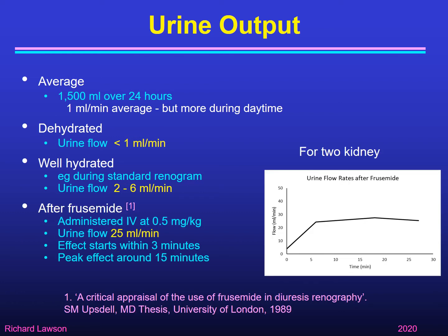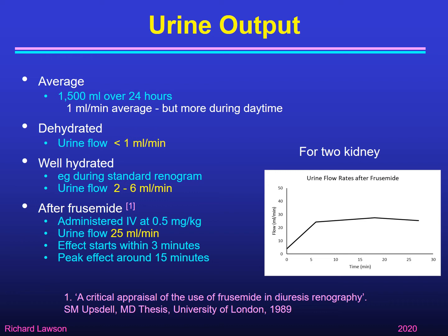Now, after frusemide, given intravenously at 0.5 milligram per kilogram body weight, the urine flow increases quite considerably, up to about 25 mils a minute. This is for the two kidneys together. We know the effect starts within 3 minutes, because if you give frusemide partway through a renogram, you can see it has an effect on the renogram very rapidly, within about three minutes. But studies taken after frusemide, measuring the amount of urine produced, show that it peaks around 15 minutes.